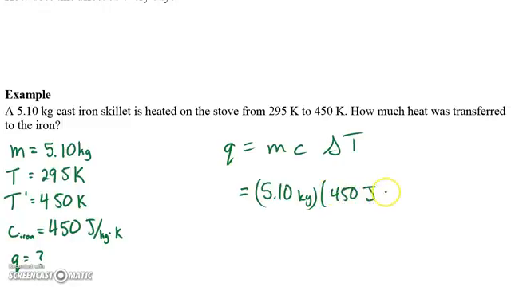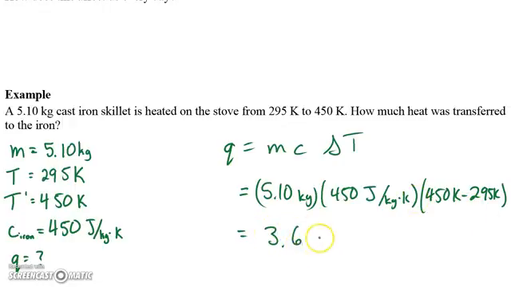450 joules per kilogram Kelvin times our change in temperature, which we always want to do in final minus initial order. So we have 450 Kelvin minus 295 Kelvin. And to proper sig figs, because in here we see this is only 2 sig figs there, and also 2 sig figs will result from the temperature, we end up with 3.6 times 10 to the 5 joules for the amount of heat that was transferred to this cast iron skillet. So that's how we're going to use the equation.